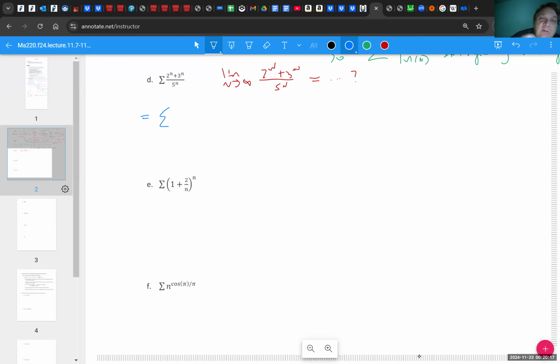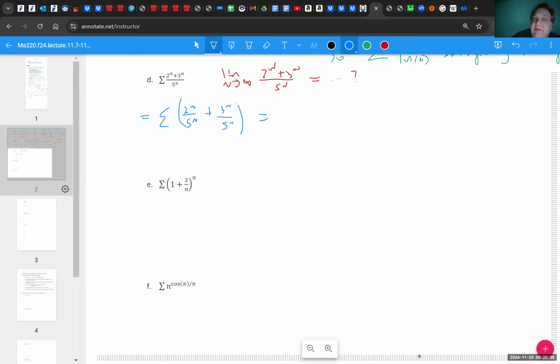So this guy, we can just write this as 2 to the n over 5 to the n, and then 3 to the n over 5 to the n. This is our basic algebra, where it's the distributive property, right? We have two things divided by 5 to the n, so you divide each one by 5 to the n.